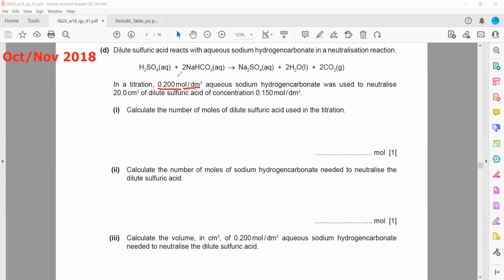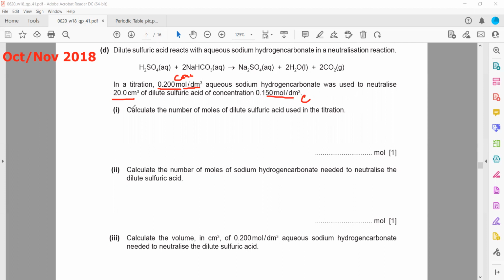So moles per dm cube is a unit of the concentration. So we have the concentration of sodium hydrogen carbonate, which is used to neutralize 20 cm cube of 0.15 mole per dm cube of sulfuric acid. So we have the concentration and the volume of sulfuric acid. The question is: calculate the number of moles of dilute sulfuric acid used.